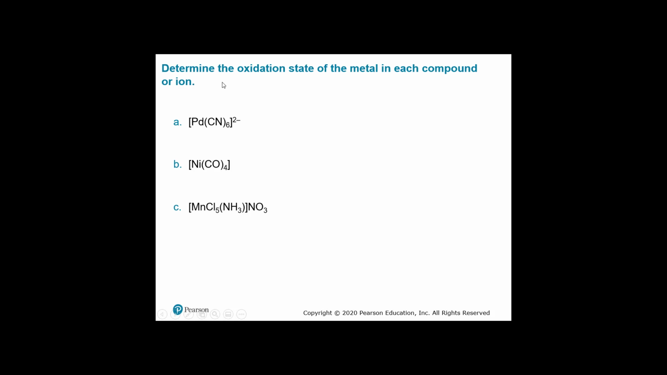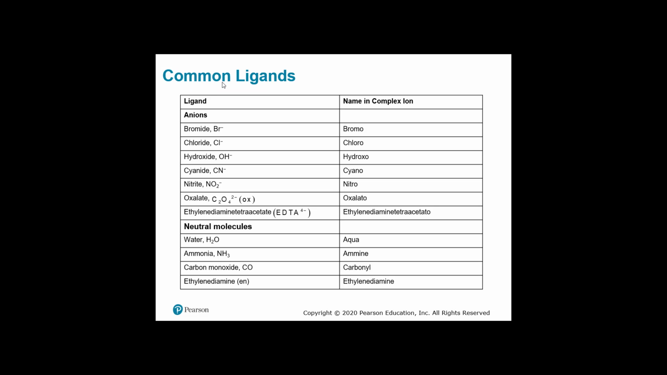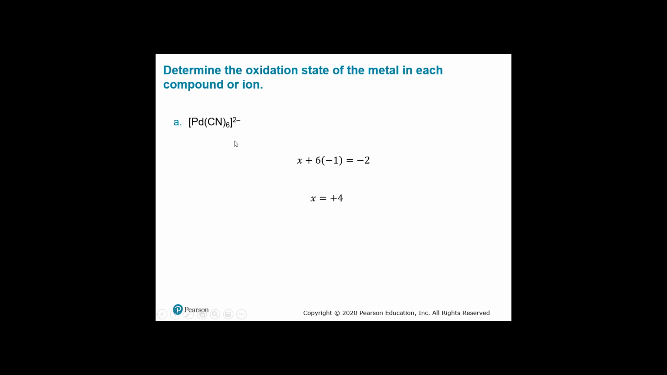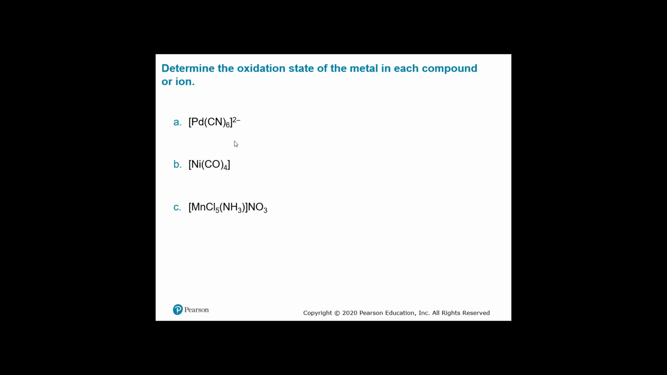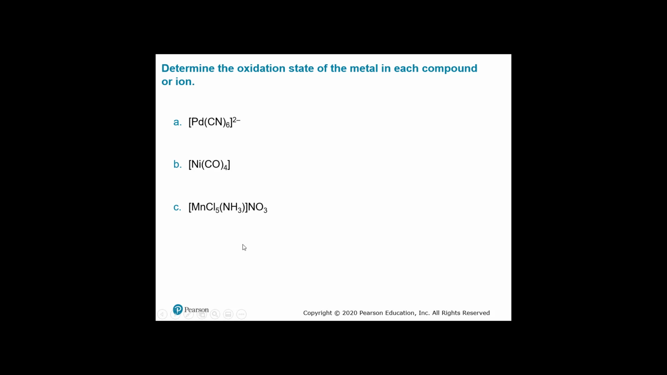Okay, so determine the oxidation state of the metal in each compound. With the first one, we're looking at the metal itself. So with palladium, we have cyanide, and that is a -1. Why? Because if we go back, you can see it's here. It would be called cyano in this complex, and it's got a -1 charge. So you're going to solve for that. We take the -2 on the other side, and this palladium is a +4. So that's the oxidation state of +4. And that's the first thing we're trying to do, determine the oxidation state of the metal. Okay, so in this case, it's a +4.